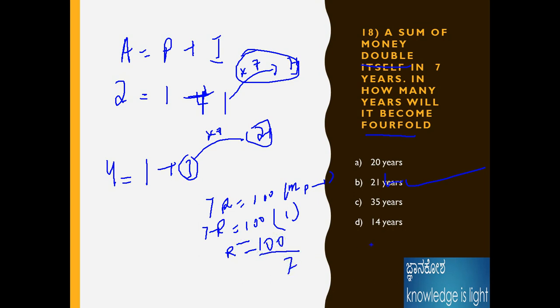Okay. Again, substitute the value 4 times. Here it is 4 times this. And we already got 100 by 7 into T is equal to 100. 4 times means 4 minus 1 is 3. We are solving this one. 100 and 100 cancel. 7 times 3 is 21 years.